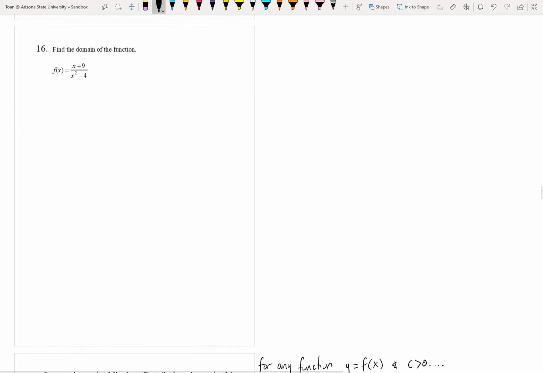Number 16, finding the domains of functions. The idea is you're checking against two things. Square rooting of a negative number, we don't want that to happen, or dividing by 0, we don't want that to happen. So in this case, hopefully we can see there are no radicals, but we do have a denominator. So what is it that we want to safeguard against? The denominator, x squared minus 4, cannot equal 0. That's exactly what we want.